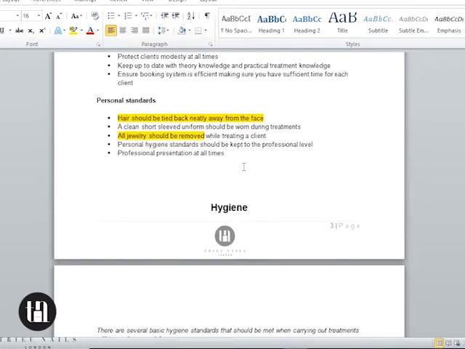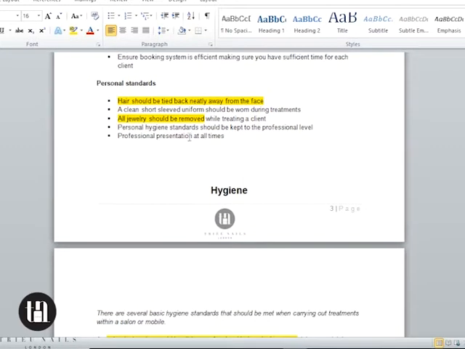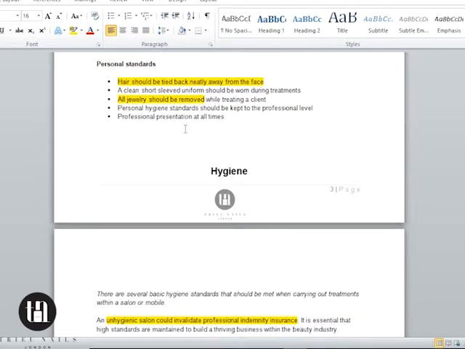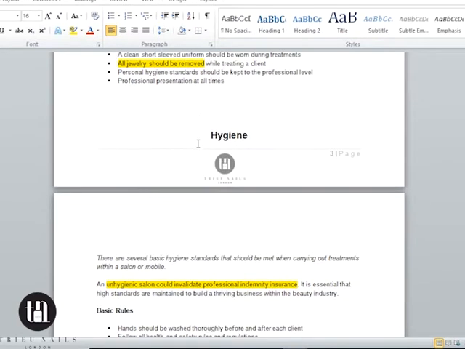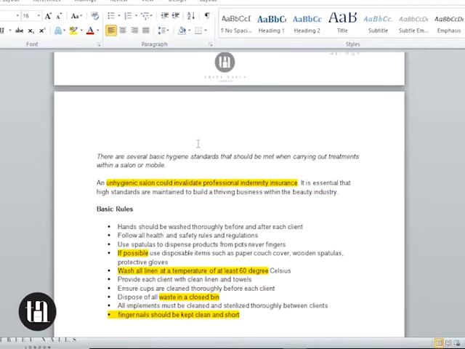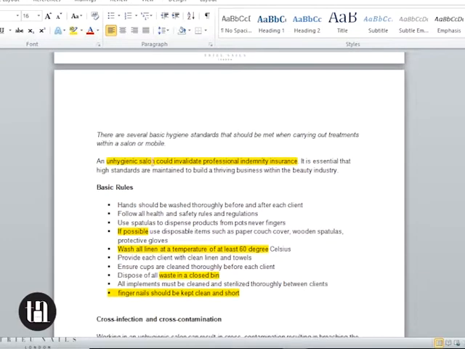On a more personal level, you'll need to have your hair tied back neatly, a clean short sleeved uniform, jewelry removed, professional presentation at all times, and personal hygiene levels kept at a professional level. If you don't have those hygiene standards, then you could invalidate your personal or business insurance.